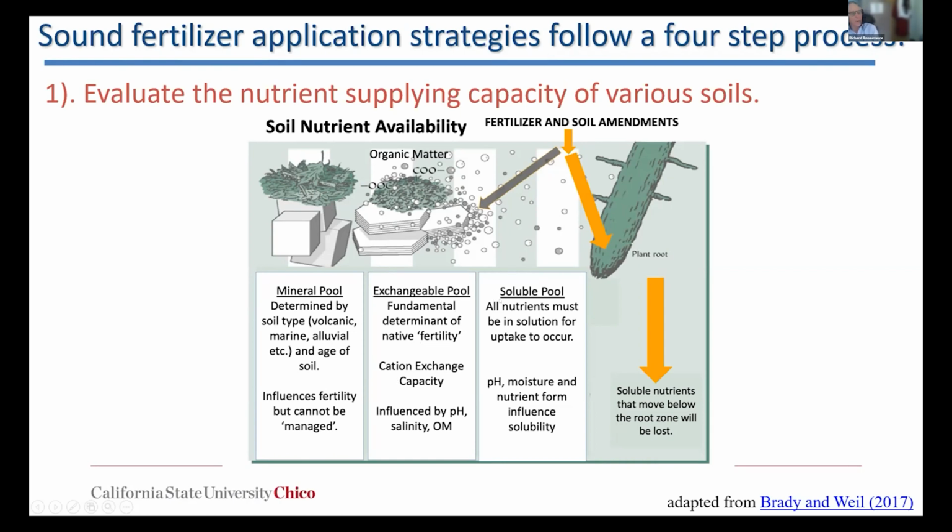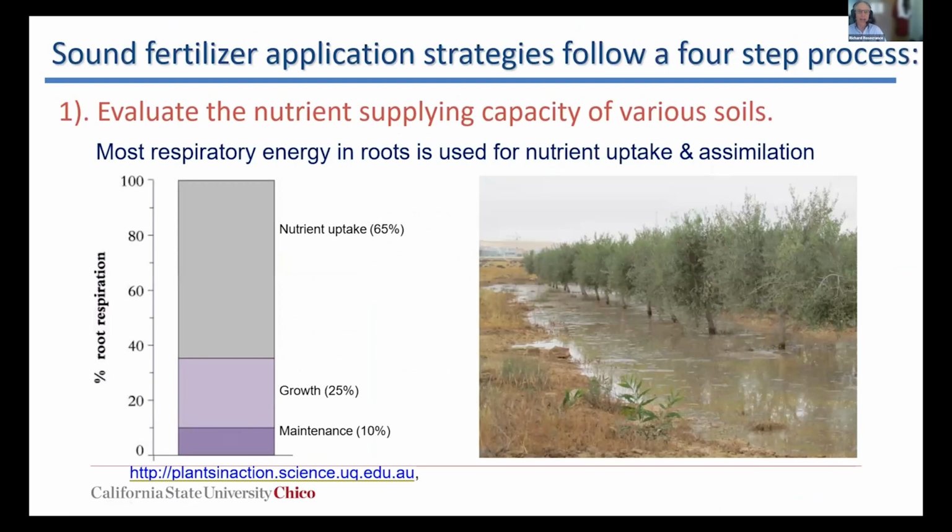And then the other pool is the soluble pool, and all nutrients must be in solution for uptake to occur. You can't take up zinc as a metal unless it's solubilized in water. And pH and moisture influence the solubility of various nutrients. And our goal here is just to provide enough for the crop and to minimize the amount of soluble nutrients that are leached below the root zone. This is not what we want to do. In order to do that, we have to have a very productive and healthy root system.